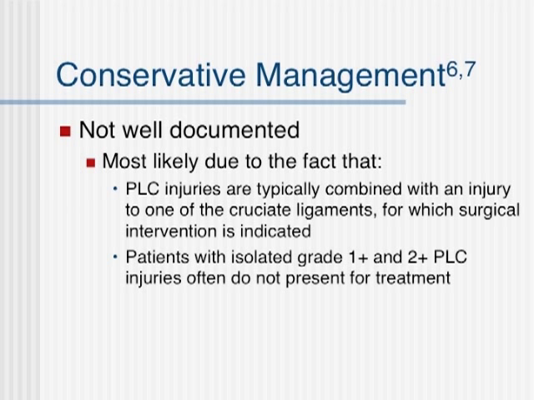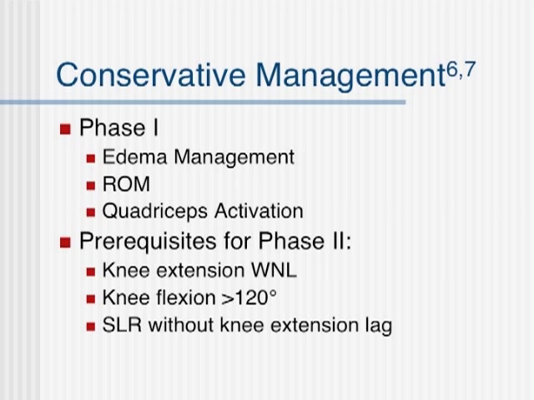Conservative management is not well documented, most likely due to the fact that these injuries are most often combined with other ligamentous injuries, or the patients have a grade 1 or mild to moderate grade 2 and do not present for treatment. If you do have one of these patients, grade 1 or mild to moderate grade 2, here are the phases for conservative management.